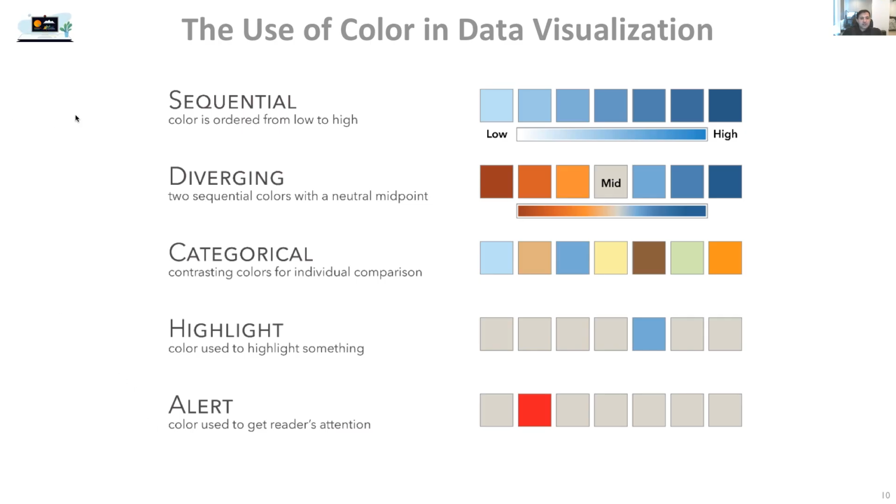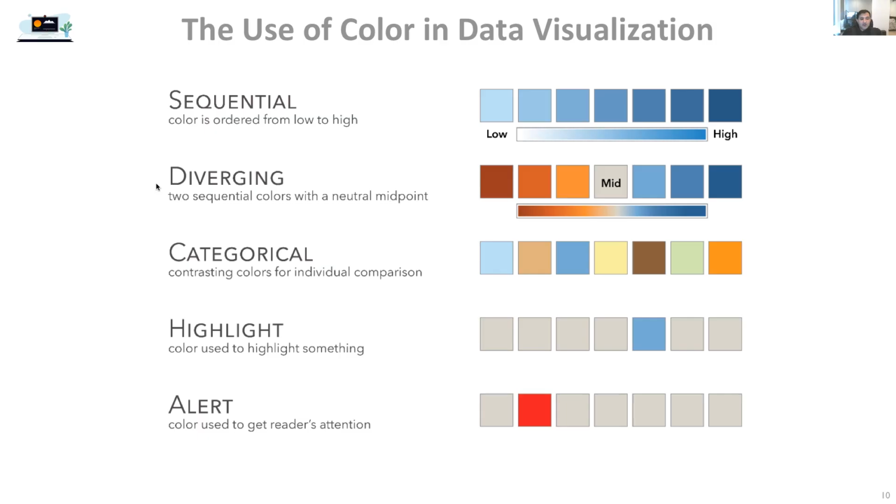The sequential color scheme, or palette, encodes a quantitative value from low to high. A darker blue is more than a lighter blue, and so the classic example of this would be sales. It starts at 0 and goes to infinity. We don't typically have negative sales.